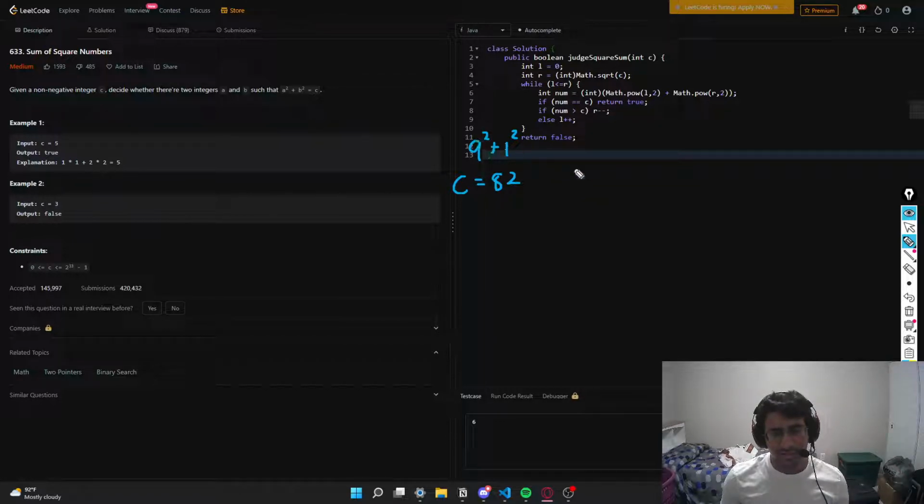But anyways, so we would say L equals 0 and R equals 9, because you're doing a math square root, which returns a float, or a double in Java, I think. We convert it to an integer, which will be 9. Saying while L is less than or equal to R, I say int num equals int math.pow. So if we do that, 0 squared plus 9 squared is 81, which is less than c. So we're going to go to this third condition.